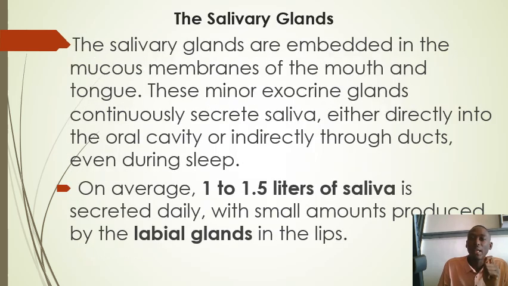So the salivary glands now. The salivary glands are also part of the accessory organs of the GIT. They are embedded in the mucous membrane of the mouth and tongue. These minor exocrine glands continuously secrete saliva, either directly into the oral cavity or indirectly through ducts, even during sleep. On average, about 1 to 1.5 liters of saliva is secreted daily, with a small amount being secreted from the labial glands in the lips.